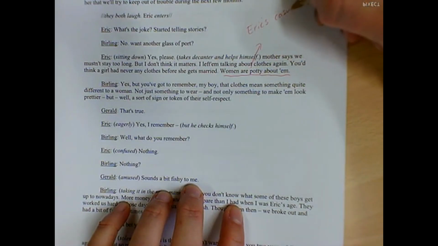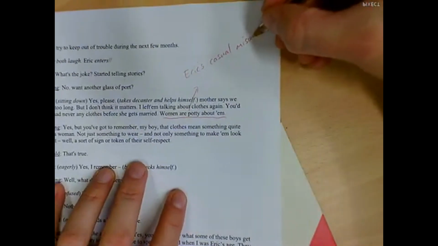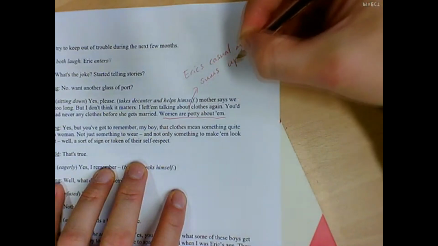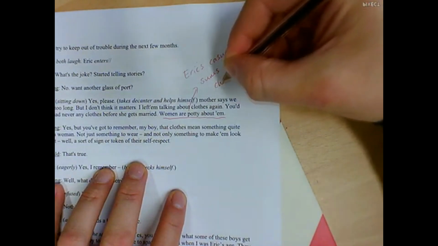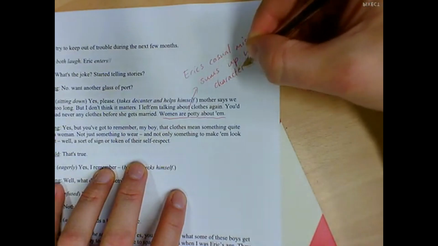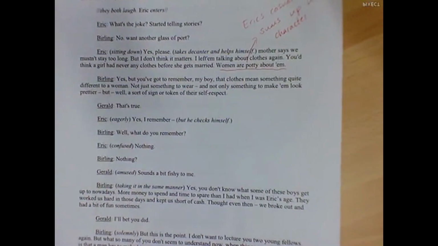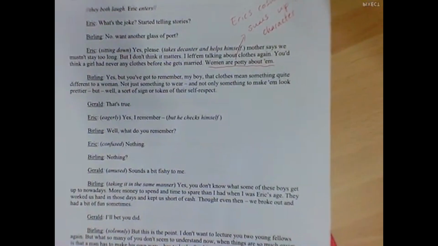Eric returns and he starts to describe how his mother and sister are talking about clothing, and he says that they're potty about them. Now, this is a sort of casual, low-level misogyny, compared with what he does later, certainly. But it sums up his character. It sums up Eric as being a man who has a low opinion of women.